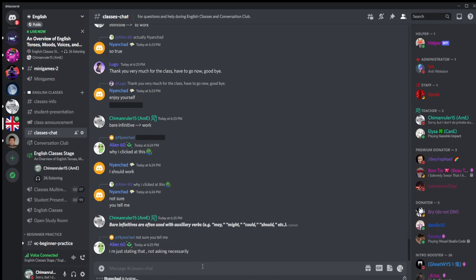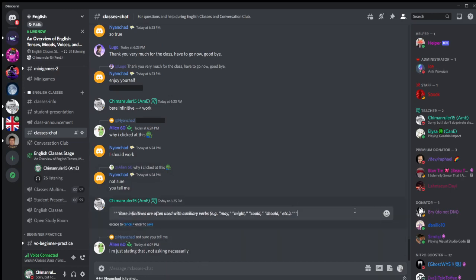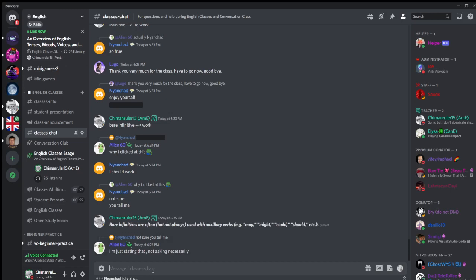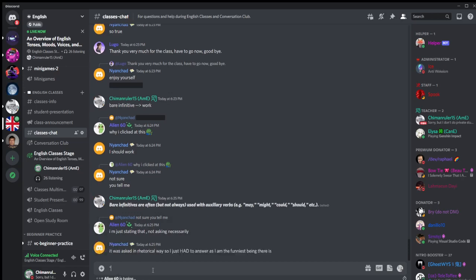Now, bare infinitives are not always used with auxiliary verbs, not always. Let me point that out. They are often, but not always, used with auxiliary verbs. So here's a sentence where you use a bare infinitive, but there are no auxiliary verbs.